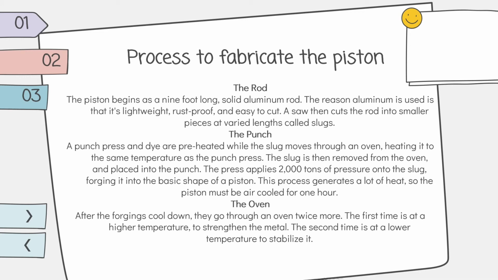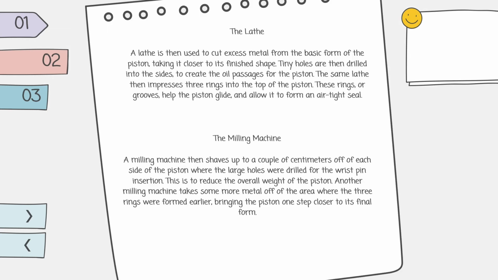After going through the punch process, it will be forged into a basic shape of the piston, and after forging cools down, it will go into the oven twice more, first at a high temperature to strengthen the metal, and the second time at a lower temperature to stabilize the part. And then the lathe machine will be used to cut the excess metal from the basic form of the piston, which is closer to a finished part, and it will undergo the drilling process and finally the milling process by using a milling machine.